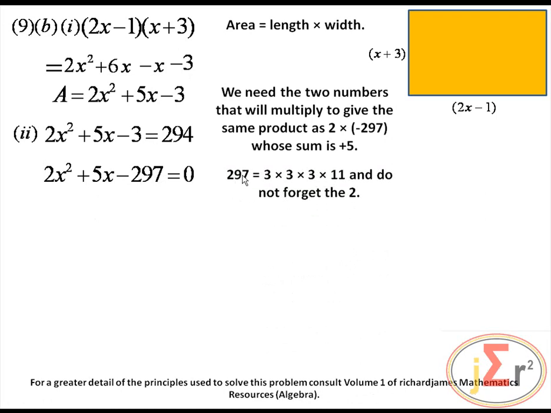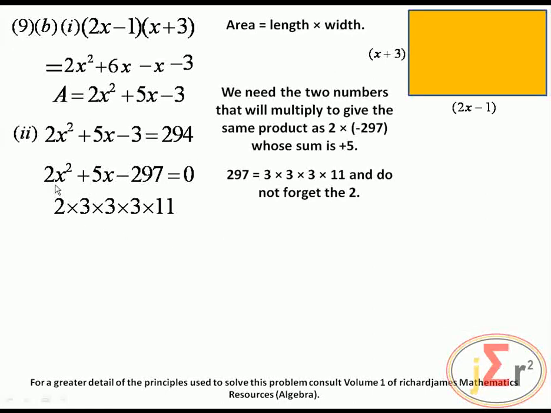Now 297, if we break that down into its product of prime factors, this is what we will get. And do not forget that we have a 2 right there. So the prime factors will be 2 times 3 times 3 times 3 times 11. And from that, we will get a pair. When we add them, we get a positive 5. When we multiply them, we get the same thing as 2 times 297. We do not need to determine that product because we have it here in terms of prime factors.